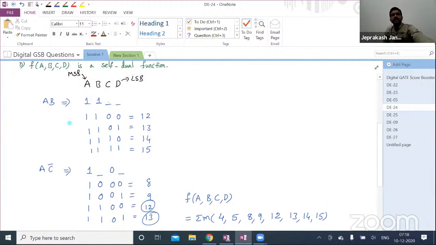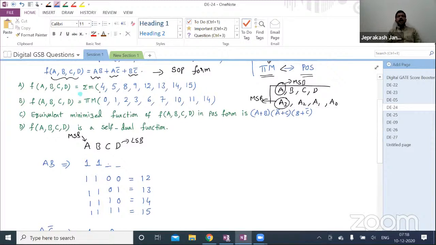Yeah, very good. So now just observe option A, whether it is correct or not. 4, 5, 8, 9, 12, 13, 14, 15. The same minterms you got, right? So option A is the correct one. Okay. Now, option B is what? Pi capital M.